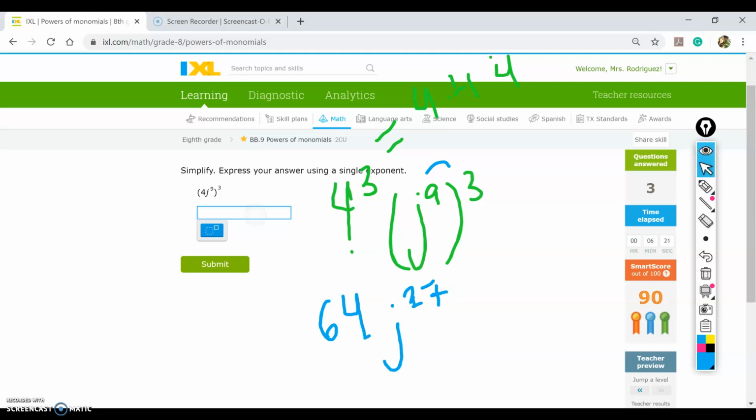Now let me see if that is correct. So 64 and then j to the power of 27. And we got it correct.